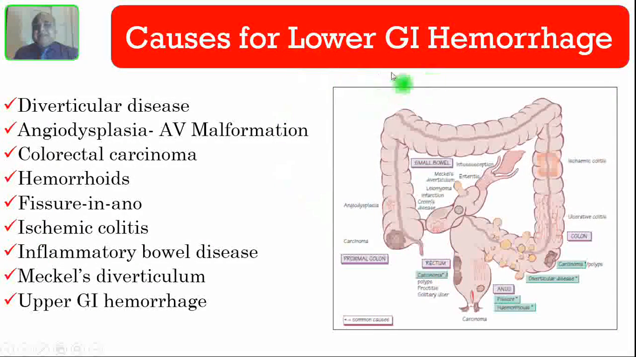Coming to the various causes of lower GI hemorrhage, massive hemorrhage is usually because of diverticular disease, angiodysplasia or AV malformation. The other causes of lower GI hemorrhage are colorectal carcinoma, hemorrhoids, fissure in ano, ischemic colitis, inflammatory bowel disease including ulcerative colitis and Crohn's disease, Meckel's diverticulum, and sometimes even a massive upper GI hemorrhage can present as lower GI hemorrhage, namely either melena or hematochezia.